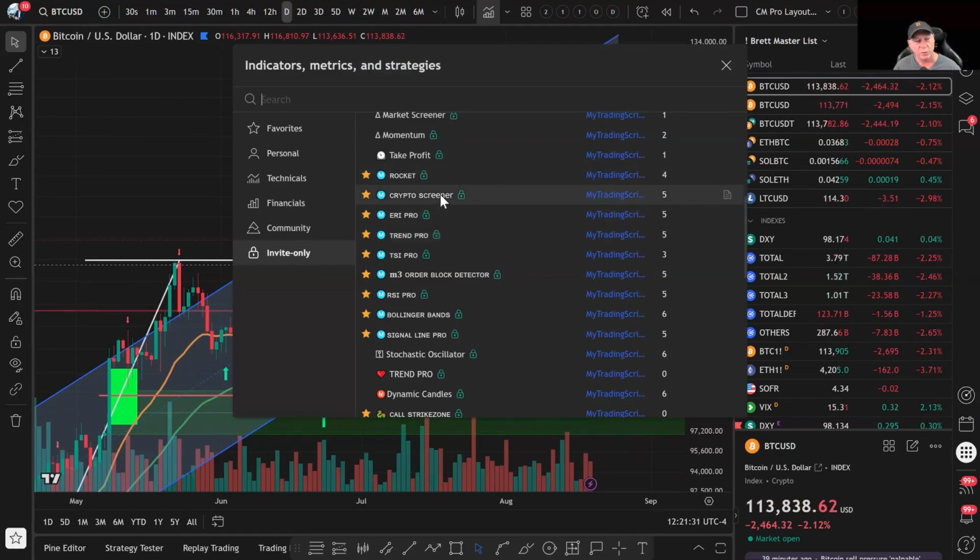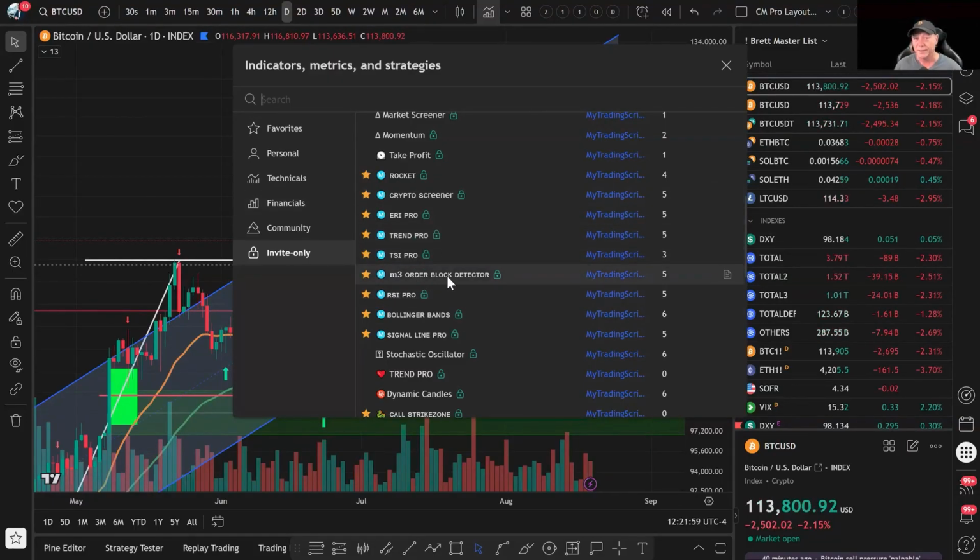And then the crypto screener, we'll look at that. That is a way you can have it always looking for signals in a basket of your 10 favorite coins. The ERI Pro, I just talked about. We're going to go through all these, don't worry. The Trend Pro, the TSI Pro, the Trend Strength Indicator. The Trend Pro we don't really use as much. I'll show it to you, but it's the bigger ones I'm going to spend more time on.